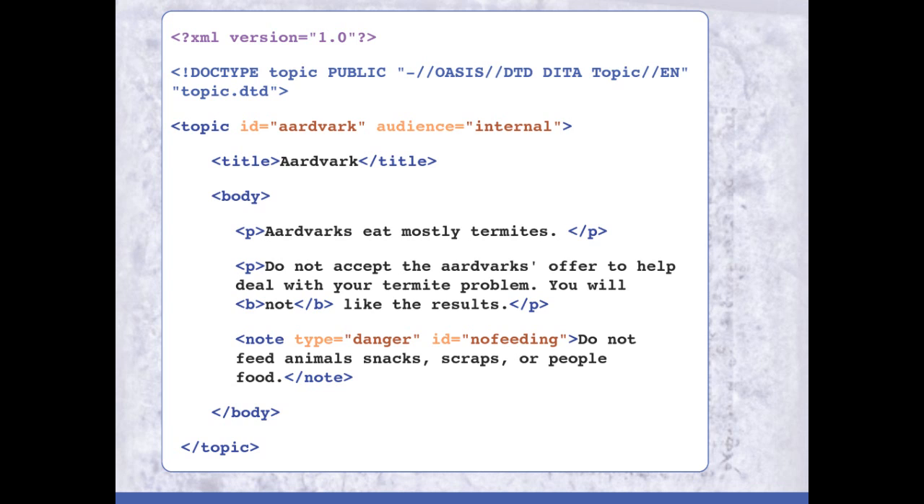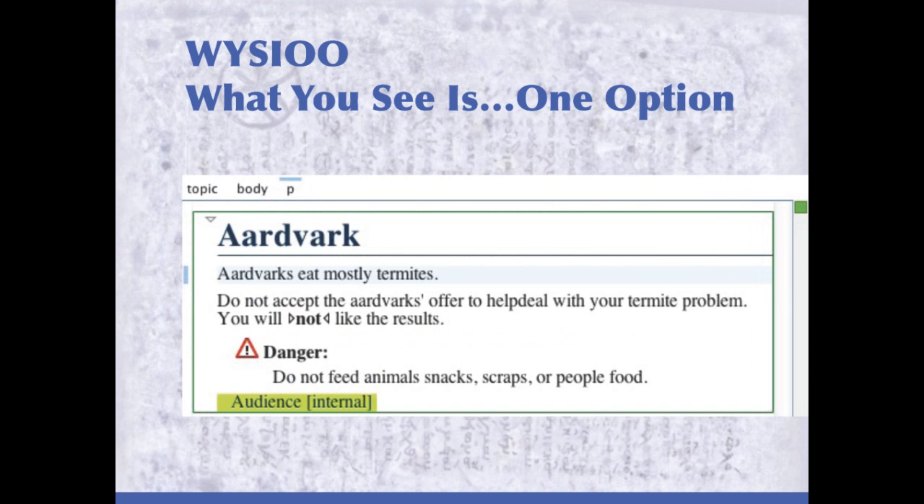A couple of things to highlight here. Up there at the top, it gives you a little hierarchy. So my cursor is in that first paragraph that says aardvarks eat mostly termites. And I know this because there's a little blue vertical bar on the left, and then up at the top, it says this is a P tag, which is a child of body, which is a child of topic.